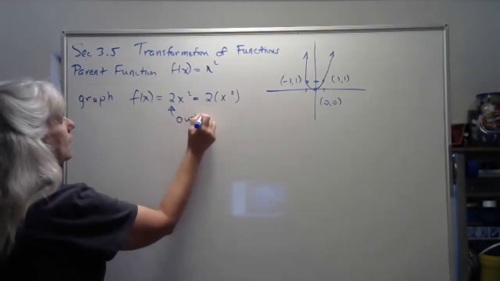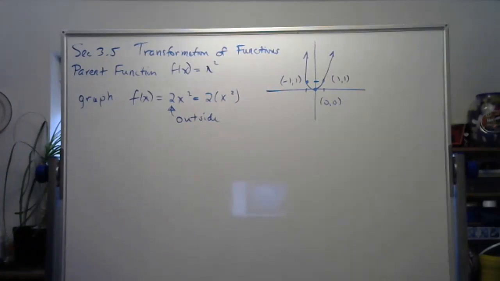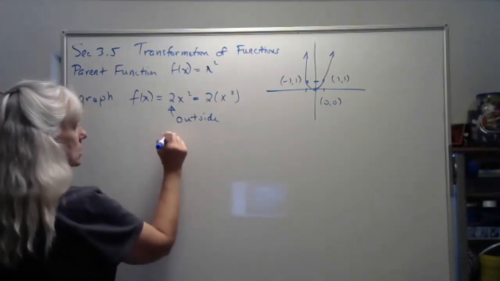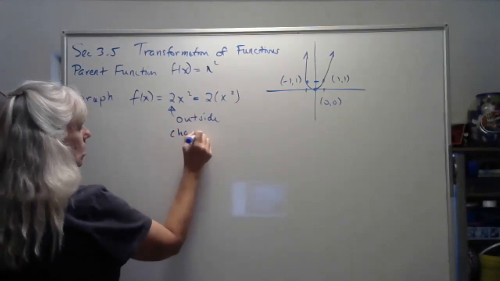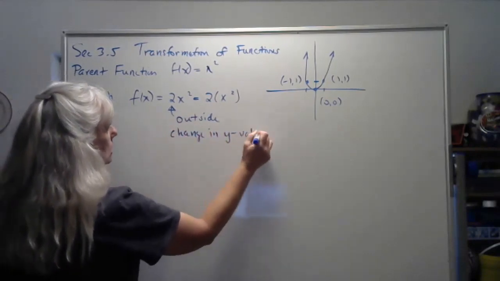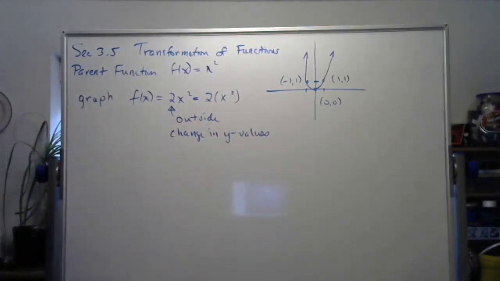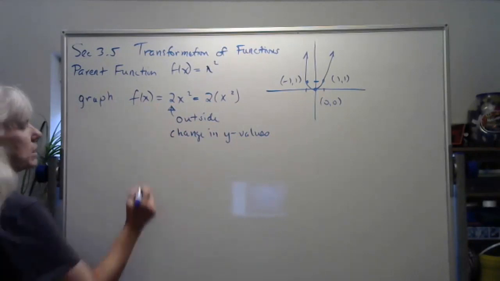And you probably haven't seen this before, so that's why it's new. So that 2 is a change on the outside. So we know it has to affect things in the y direction. So this is a change in the y values, or the y direction. And we're going to do exactly what it says again. So because it says 2 times, we're going to multiply all the y values by 2.